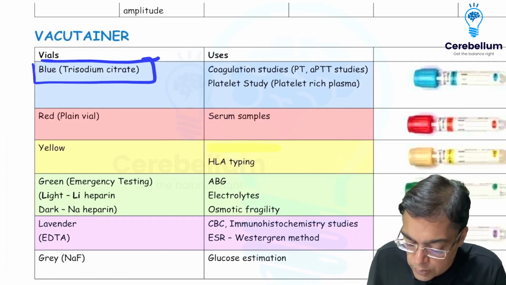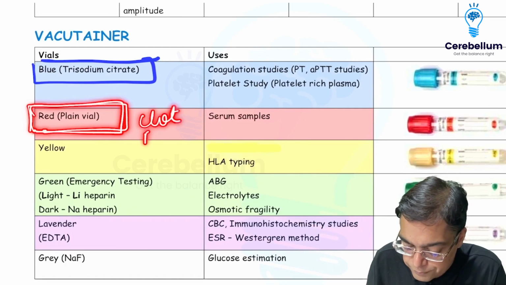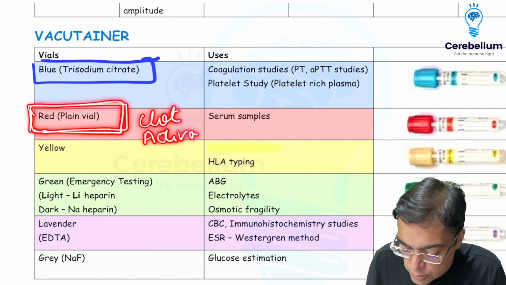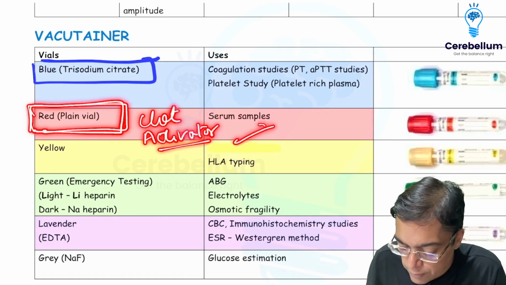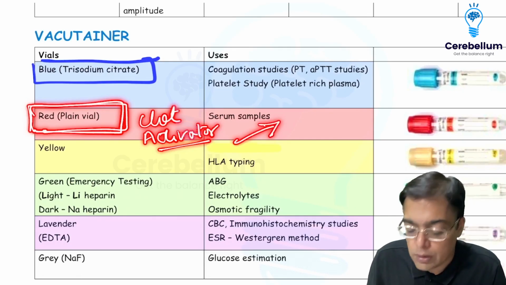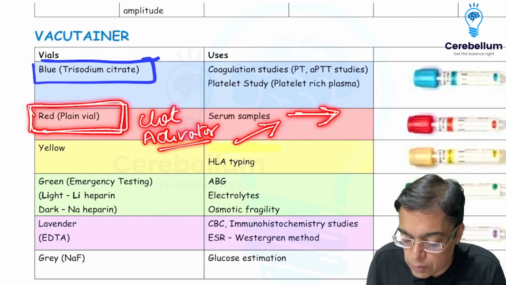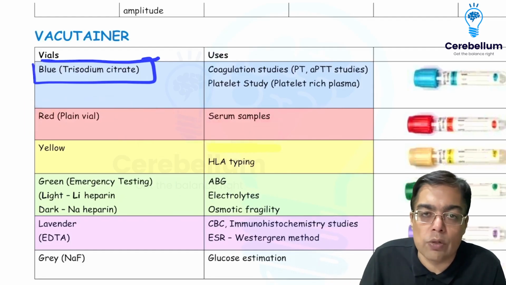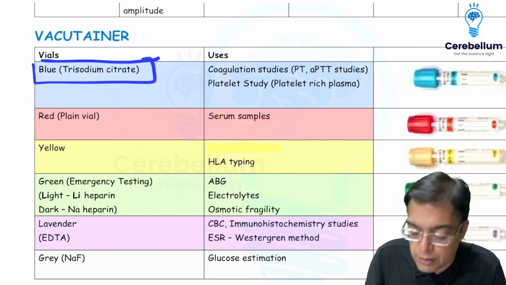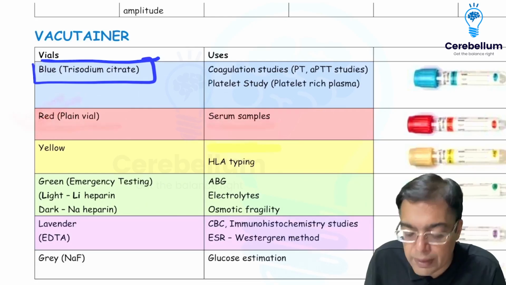Red top vacutainer is going to be the plain vial, and this one is going to be having the presence of a clot activator. So if you are having a clot activator, of course, this is going to be facilitating the formation of serum, and therefore all the kind of routine tests that you go in for is going to be done with the help of this kind of a sample. So whenever we wish to carry out something like, let us say, the KFT, the LFT, you are going to be looking at the red top or the plain vial.